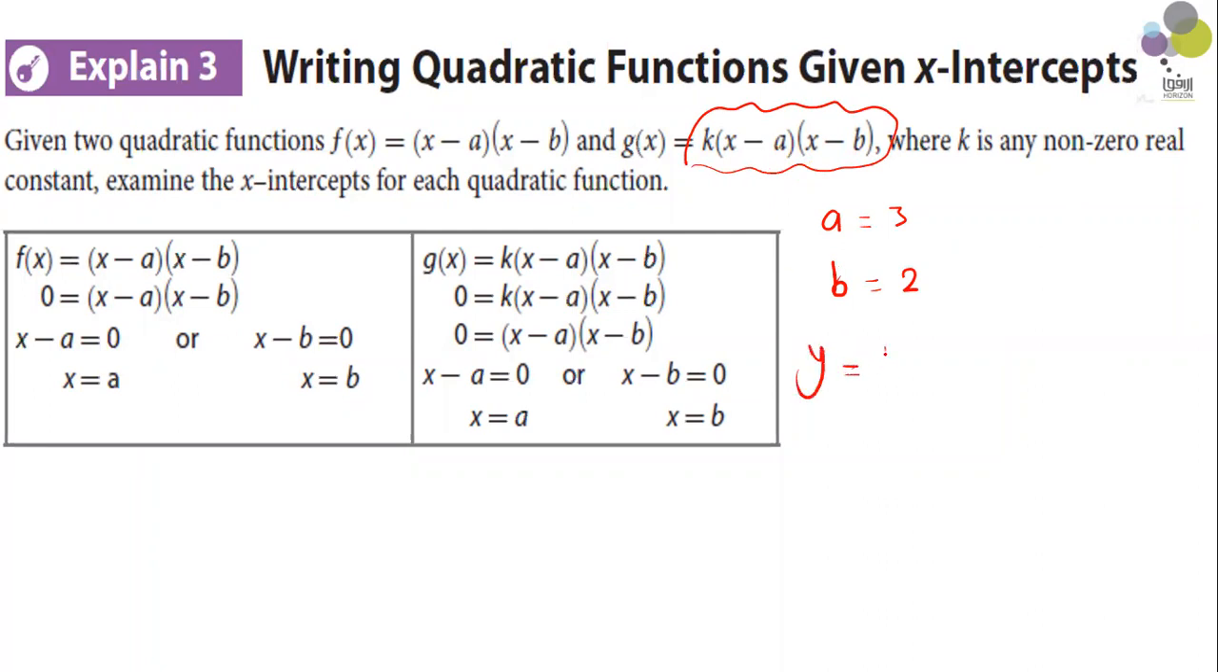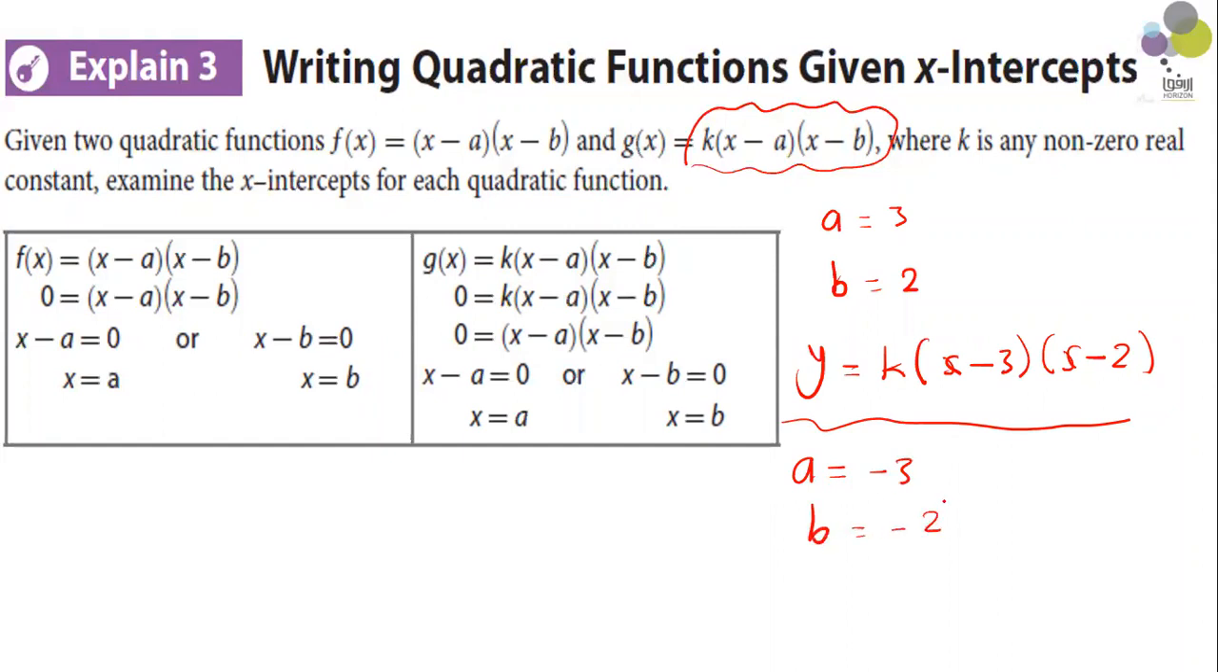y equals k times (x minus a, which is 3) times (x minus b, which is 2). Okay, so I rebuild the quadratic function. What about if I gave you zeros of the function like this? a equals negative 3 and b equals negative 2. I will use the same rule. Don't forget this minus, and this minus.